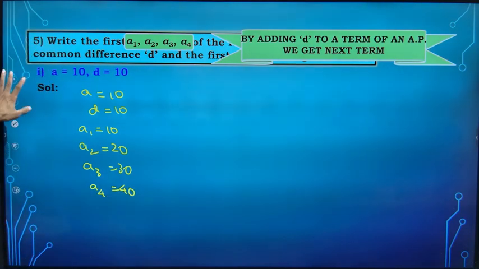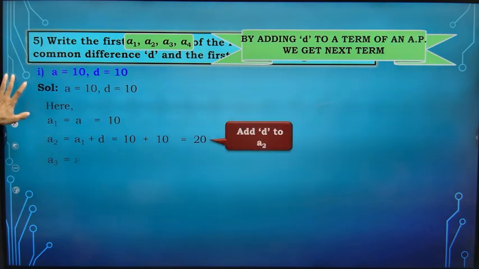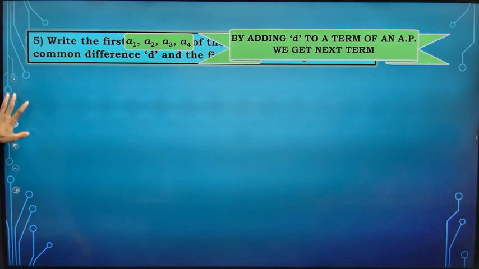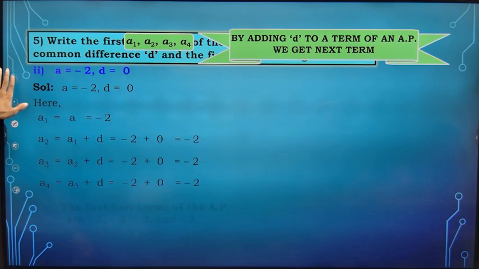Clear? Okay. So a1 is 10, 20, 30 and finally we have 40. Next, a is minus 2, d is 0. So the terms are minus 2, minus 2, minus 2, minus 2, because here the common difference is 0.